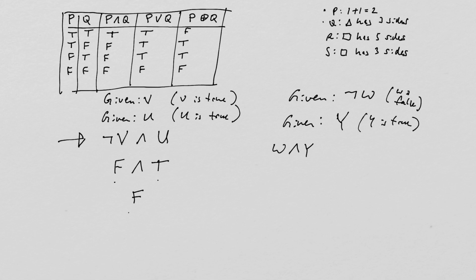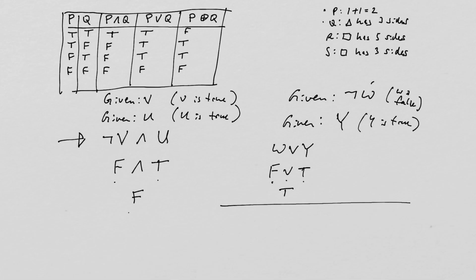Well, it might help you to say, okay, because not W was given as true, W is false. And since Y was given as true, I wrote and, but I was thinking of saying or, so let me just switch that. And false or true, as long as at least one of them is true, the whole thing is true.